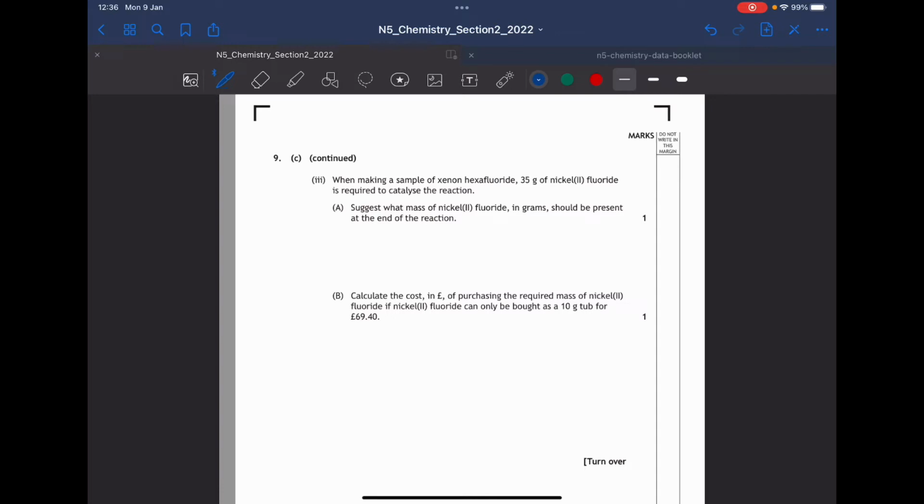So part 3, when making a sample of xenon hexafluoride, 35 grams of nickel 2 fluoride is required to catalyse the reaction. Suggest what mass of nickel 2 fluoride should be present at the end. So remember, catalysts don't get used up in the reaction, so if you start off with 35 grams, you're going to finish off with 35 grams. Easy as that.